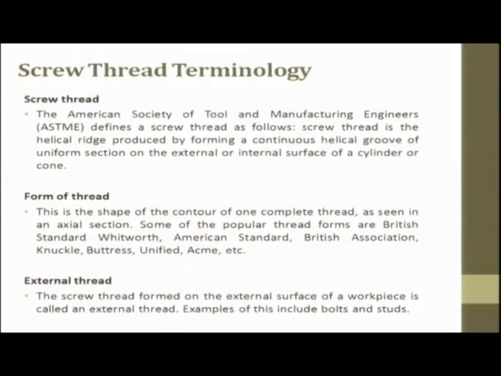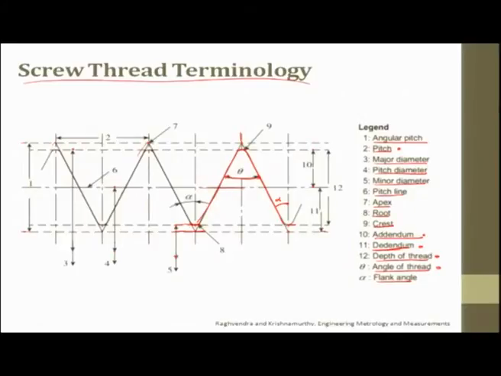Screw thread. ASTME, the American Society for Tool and Manufacturing Engineers, defined a screw thread as follows. A screw thread is the helical ridge produced by forming a continuous helical groove of uniform section on the external or internal surface of a cylinder or a cone. Okay, it is the helical ridge. Helical, this is a helix, right.